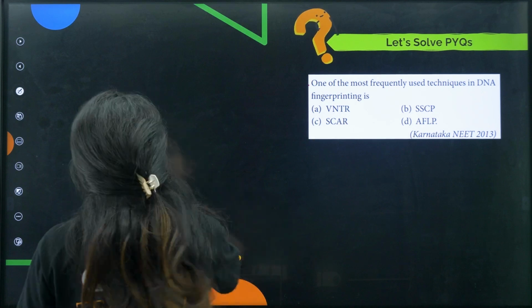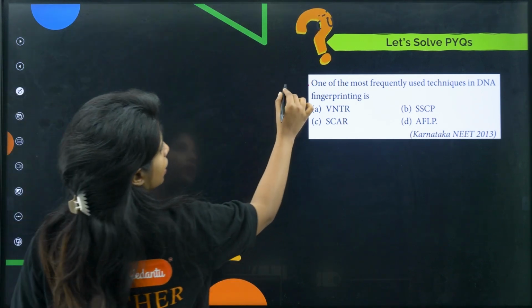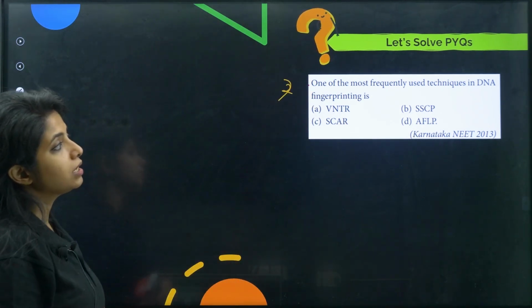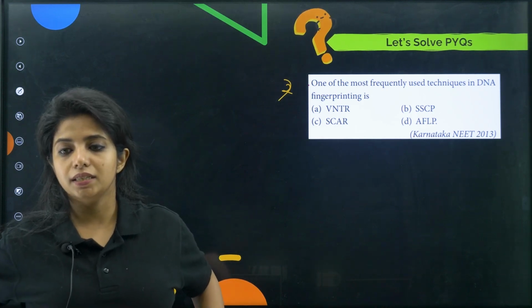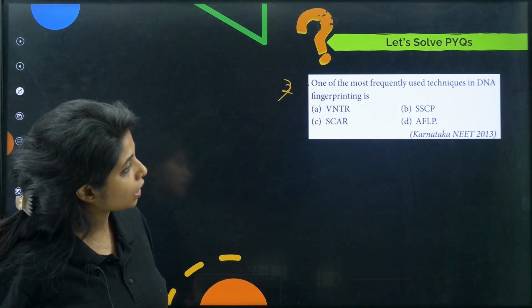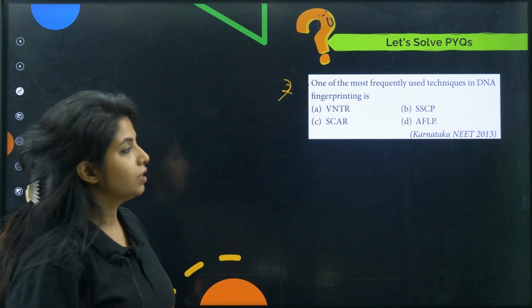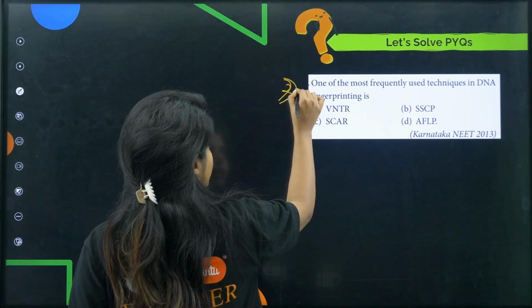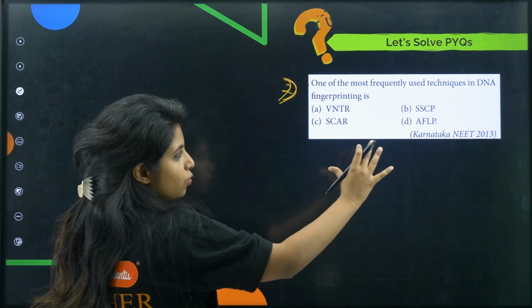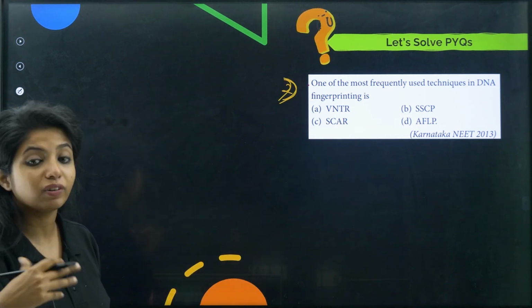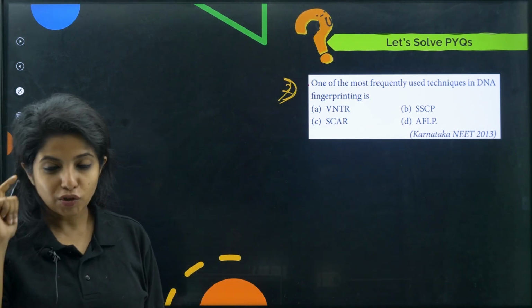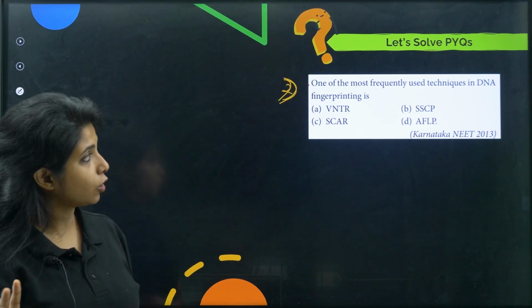Now, second question: one of the most frequently used techniques in DNA fingerprinting is VNTR, SSCP, SCAR or AFLP. You have to tell me again. If you have listened to my lecture very carefully, you might know that there is one term among them which we have discussed in this particular class. So think about that. Okay, I will solve it later on.